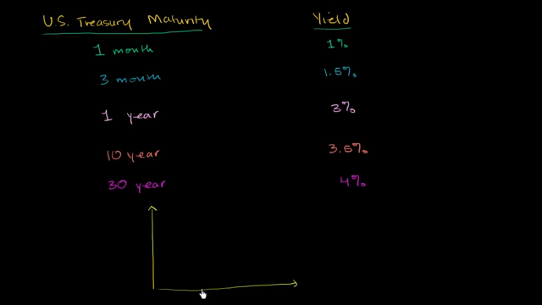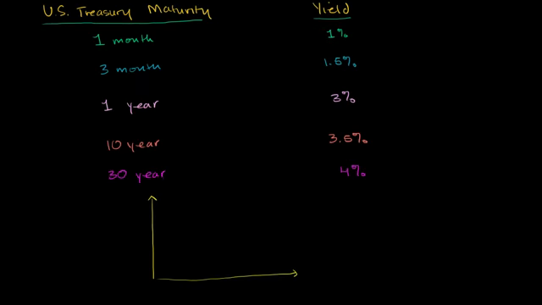So on this axis, I will put maturity. Let me scroll down a little bit. So maturity. And we have a bunch of different maturities. We have 1 month. Let's just put 1 month right at the beginning. We have 3 months, and this won't be completely to scale. So 1 month, then 3 months is a little bit further out. 1 year would be right over here.